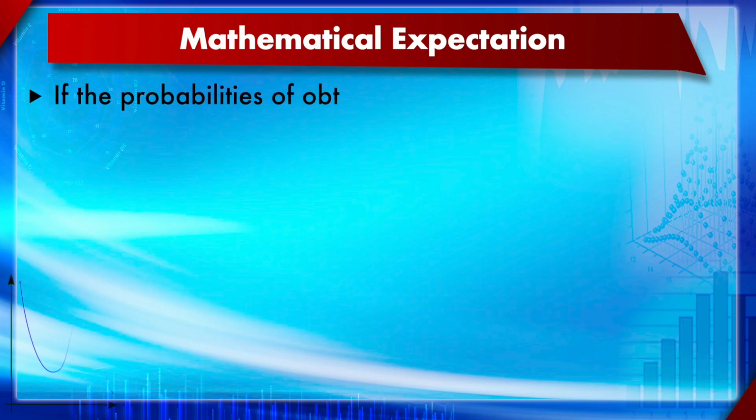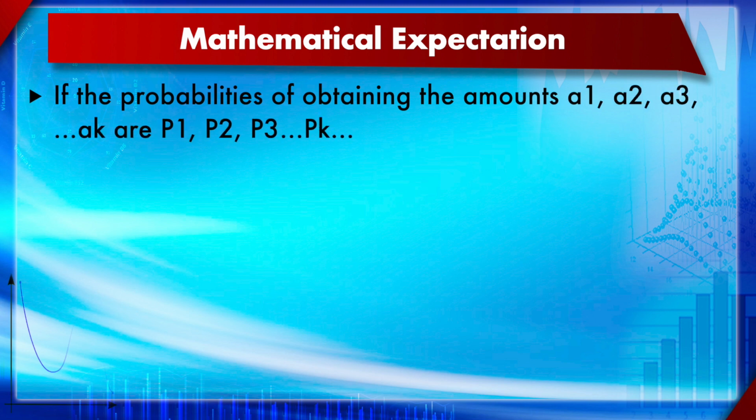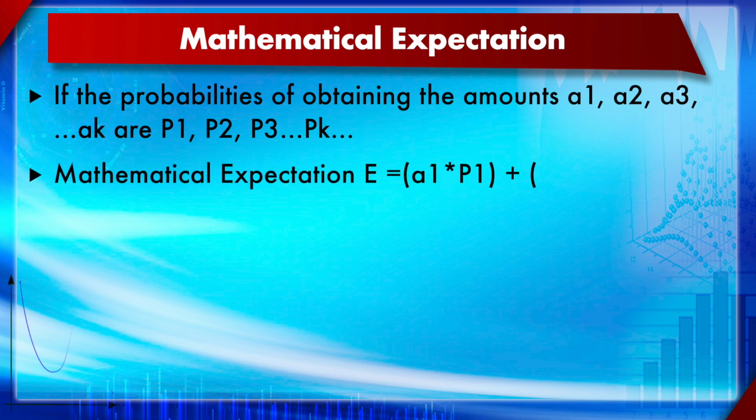As we have just seen, this question is something to do with mathematical expectation. So what is mathematical expectation or ME? If the probabilities of obtaining the amounts A1, A2, A3 all the way to AK are P1, P2, P3 all the way to PK, then mathematical expectation E is equal to A1 multiplied with P1 plus A2 multiplied with P2. So you are just multiplying the probability with the amount, and you sum it all the way to the last number. That is what you call the mathematical expectation.